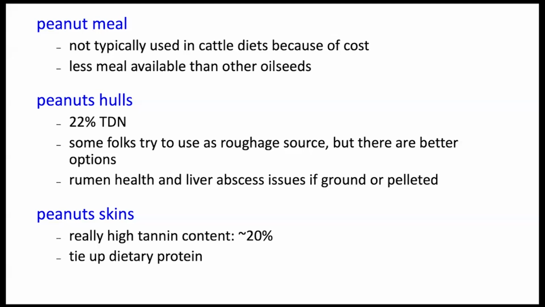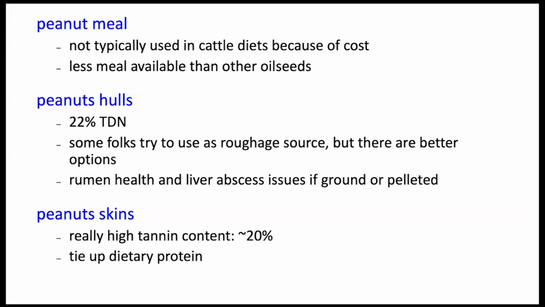Peanut skin, so if you think you take the hull off and then you have that peanut, there's that thin membrane around the peanut. That's actually the peanut skin. Again, not something we want to use for cattle feed, although some people try to use it. It's really high in tannin content, which can really tie up some dietary protein, cause you to have to feed a whole lot more protein. We just don't see performance very good when we have peanut skins in a diet. So when it comes to the peanut byproducts, those are typically not anything I routinely ever want to use in cattle supplementation situations.